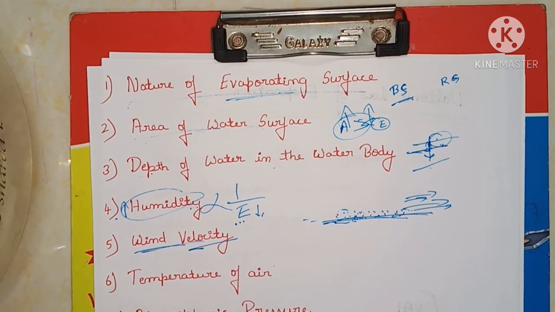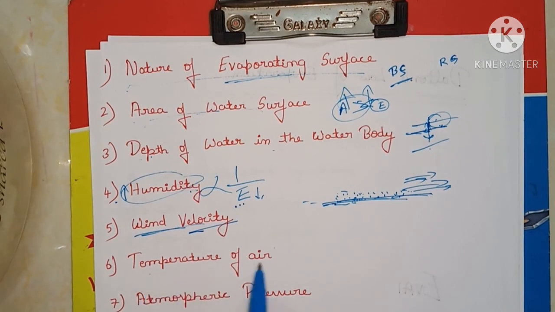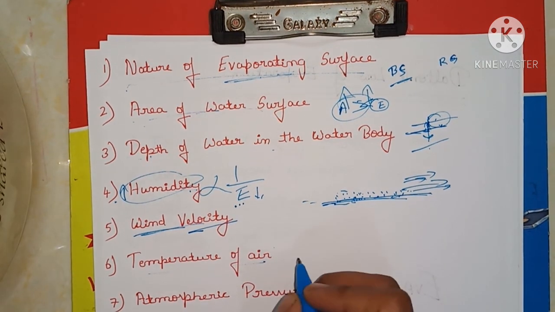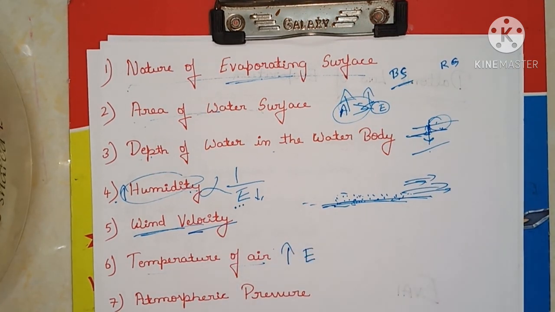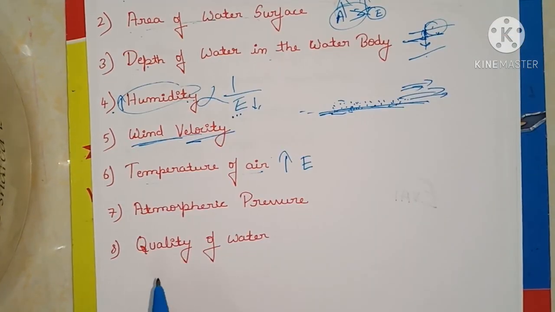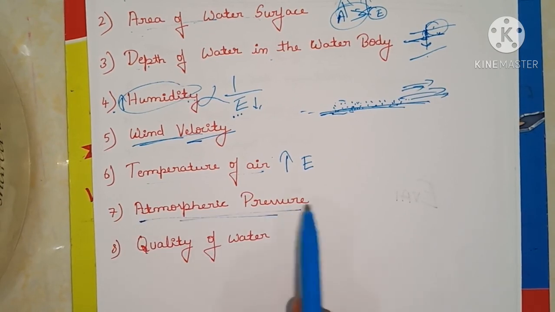The sixth factor is temperature of air. Increase in the temperature of air increases the evaporation rate. Though it is not always the same, increase in the temperature will increase the evaporation rate. Next, the seventh one is atmospheric pressure.